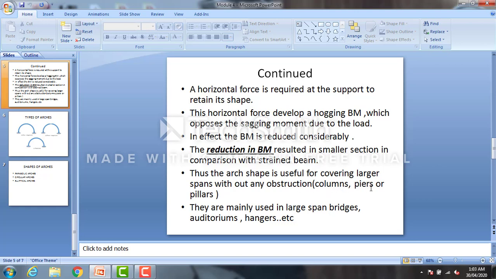The obstruction may be pillars or piers. Thus, arches are mainly used in large span bridges, auditoriums, hangars, etc.